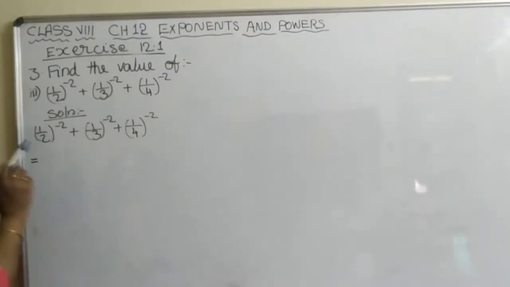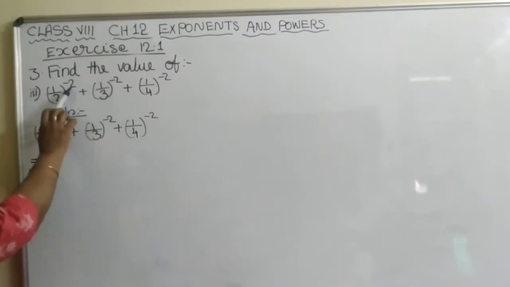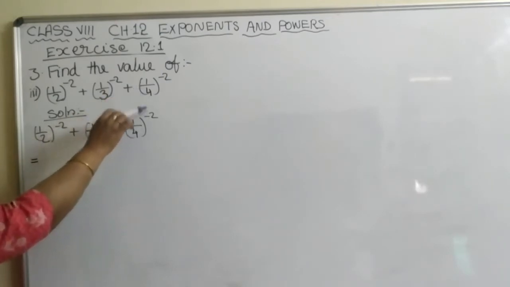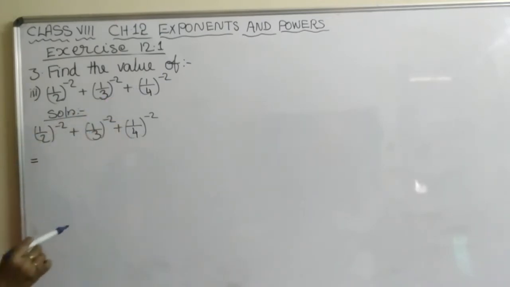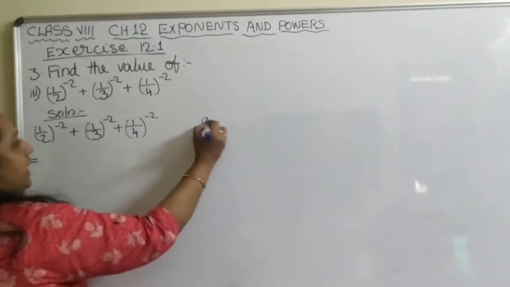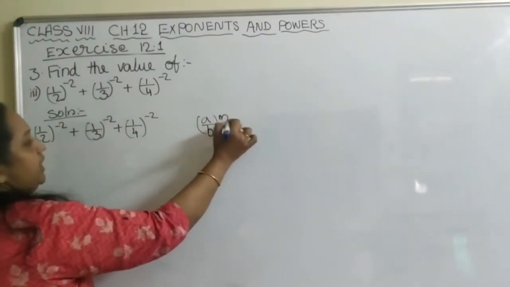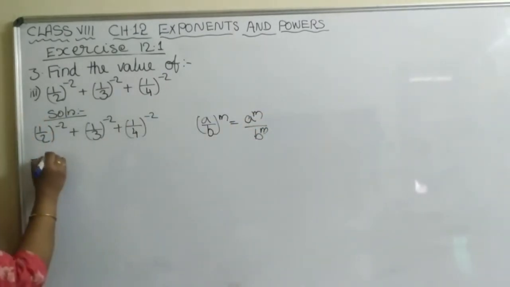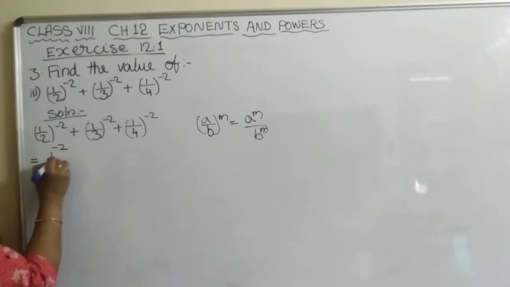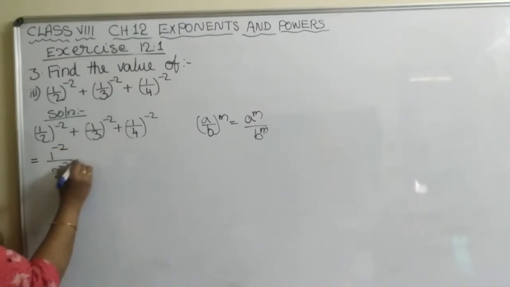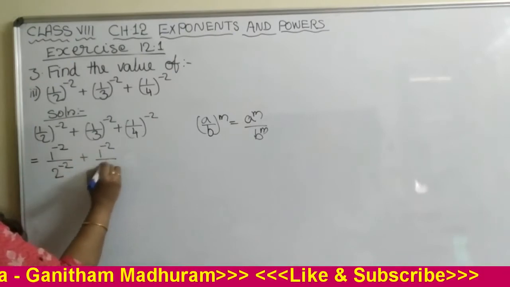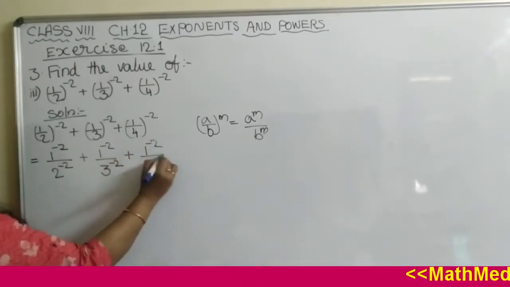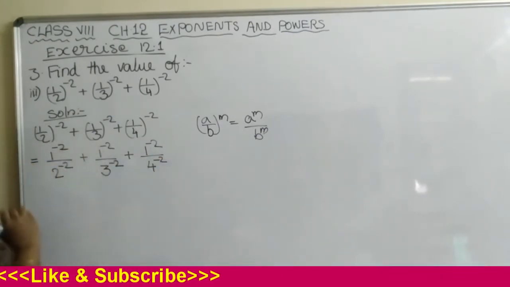Our next is question number 3. 1 by 2 raised to minus 2 plus 1 by 3 raised to minus 2 plus 1 by 4 raised to minus 2. See here, this is of the form (a by b) raised to m equal to a raised to m upon b raised to m. We can apply here. So 1 raised to minus 2 upon 2 raised to minus 2 plus 1 raised to minus 2 upon 3 raised to minus 2 plus 1 raised to minus 2 upon 4 raised to minus 2.